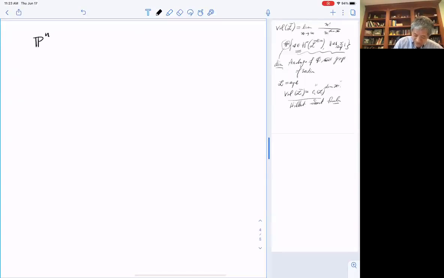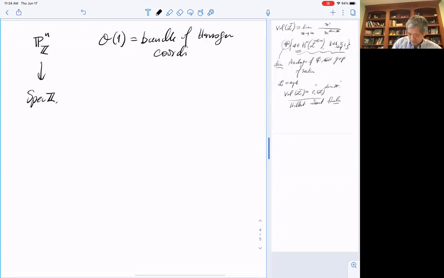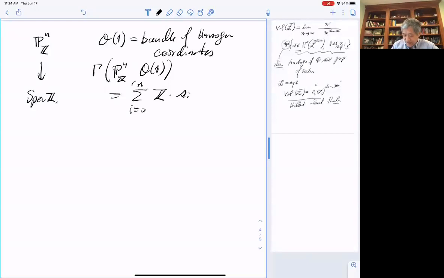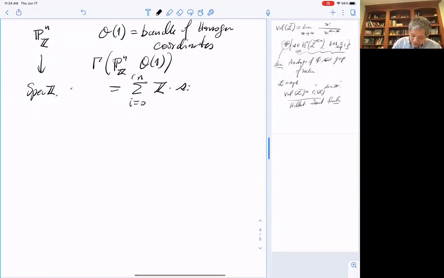So if we have P^n over Z, this integral model, here we have a bundle O(1). This is a bundle of homogeneous coordinates. In particular, the section of O(1) on P^n_Z is just the summation of Z times s_i, where s_i is the i-th homogeneous coordinate. Of course, each s_i does not have any meaning, but a quotient of two s_i is really a rational function. And then you can add one point here. You get P^n(C), a C point here.